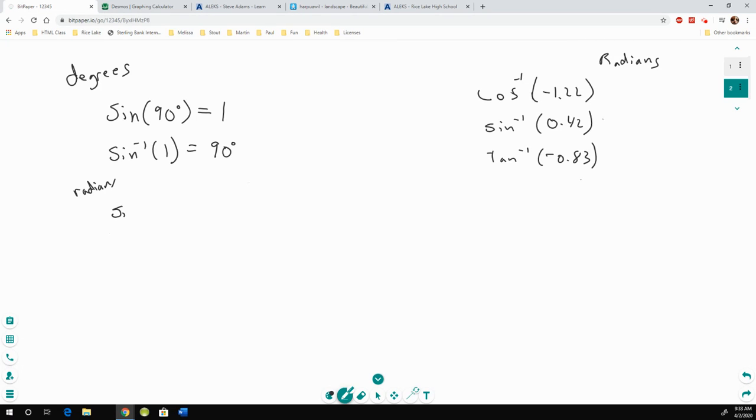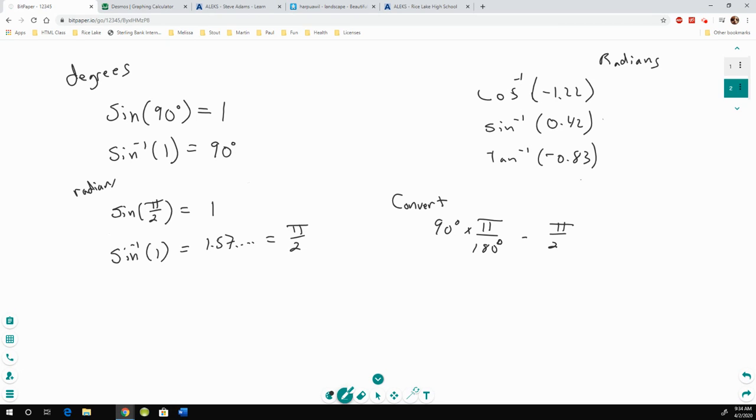So if I work in radians, instead of 90, the equivalent in radians is pi over 2. If I want to convert, I have my 90 degrees, and I multiply it by pi over 180, which turns into pi over 2. If I plug this into my calculator, now that it's set at radians, I'm going to get the value of 1. And if I plug this into my calculator using the inverse function, putting the value in, I will get 1.57, which, if you do the math, is the same as pi over 2.